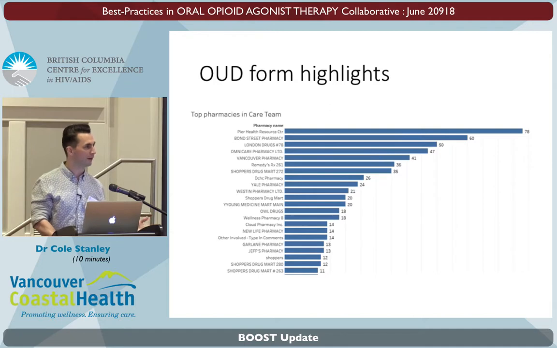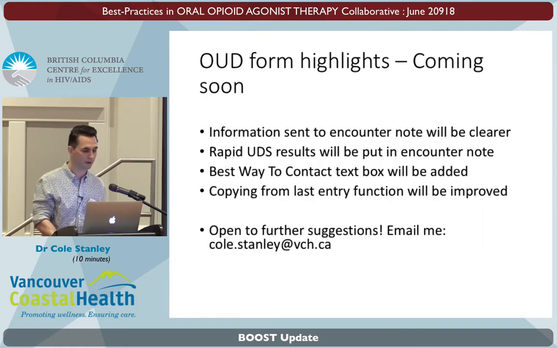When we put that in, we can get the data back out and see who our top pharmacies are. You can see Pear at the top there, Bond, all these different ones. So if you put your data in, we can then see which pharmacies maybe we should be working closely with to get the biggest bang for our buck in terms of improving outcomes.